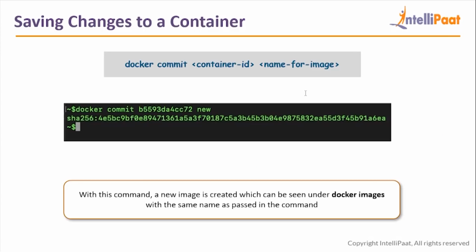Alright, so for saving changes inside a container, the command is called docker commit. You have to pass in the command docker commit, the container ID that you want to save, and then the new image name. So basically this will create a new image of a container, and once you pass in the container ID, you have to give the new image name that you want that custom image to have, right?